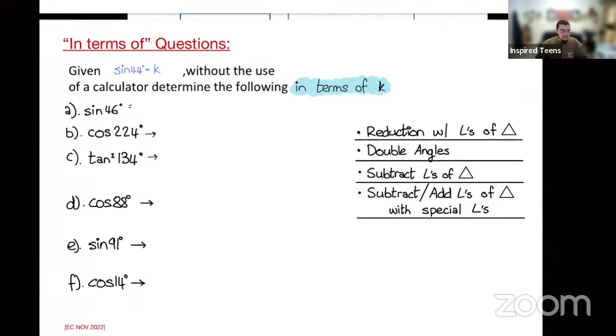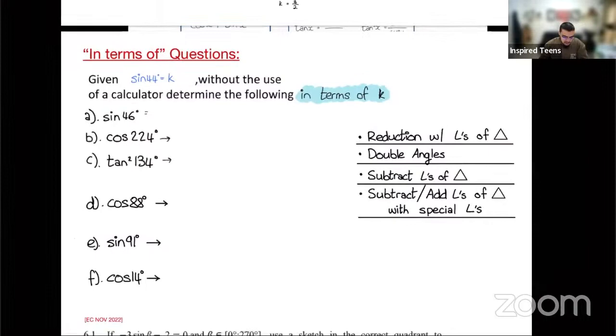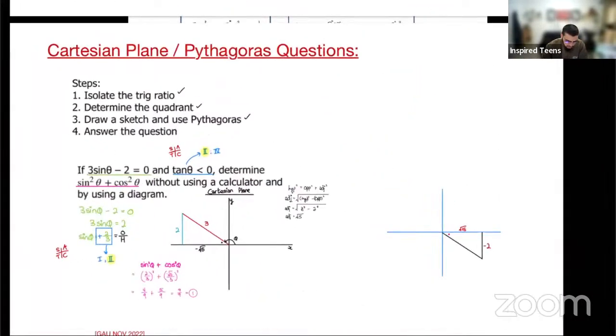In terms of questions and Cartesian plane questions are both solved without a calculator, and both are solved with a diagram. So it is important to understand how to solve these questions as well as to be able to distinguish between these two types of questions. How do we distinguish between them? It's pretty simple.